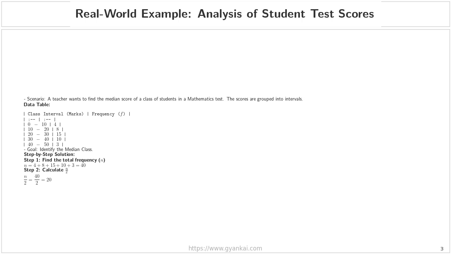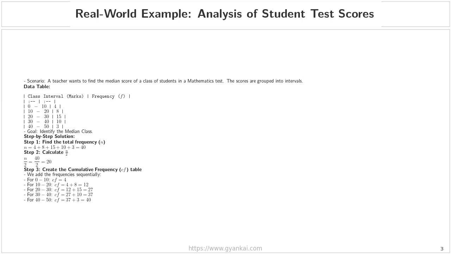Step 2, now we need to find the halfway point of our data. We take our total frequency, N, divided by 2, so 40 divided by 2 equals 20. This number, 20, is the position we are looking for. We need to find which class contains the 20th observation. Step 3, this is a crucial step where we construct our cumulative frequency table.